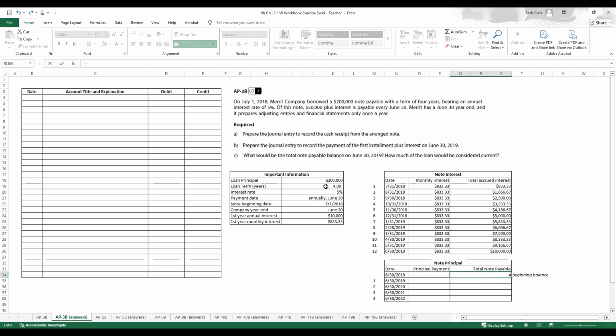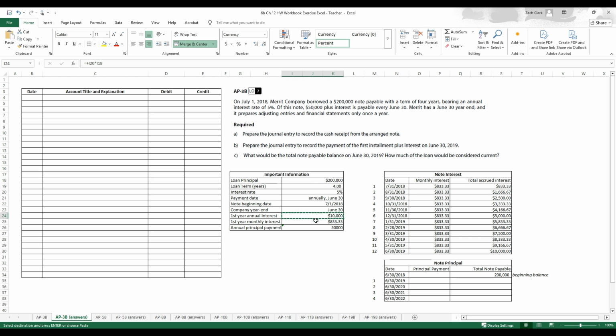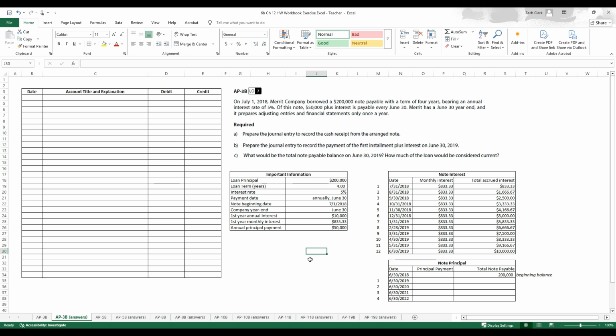Okay, and then as far as the principal goes, when we first take out the principal, it's $200,000, and then it tells us that we're making a $50,000 annual principal payment. I should probably put that in here as well. So we're just basically spreading this 200,000 over the periods here.